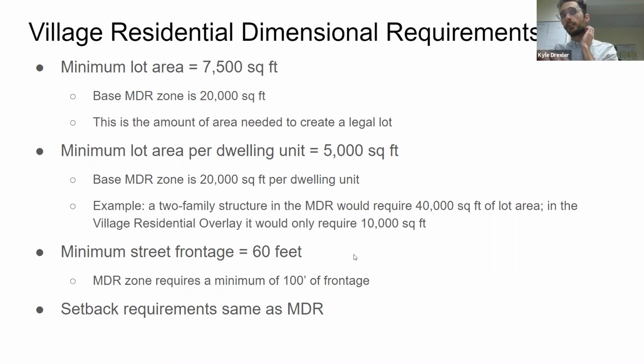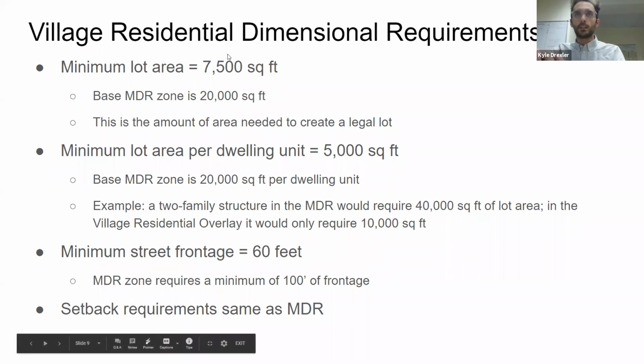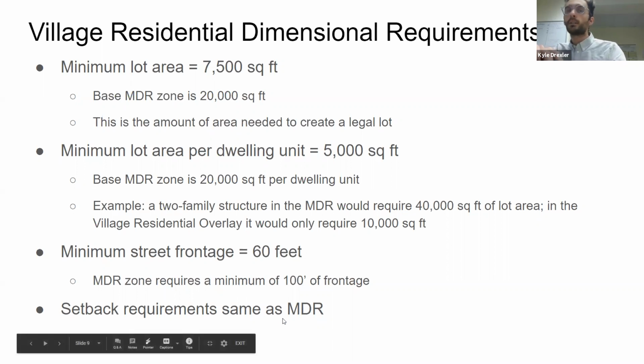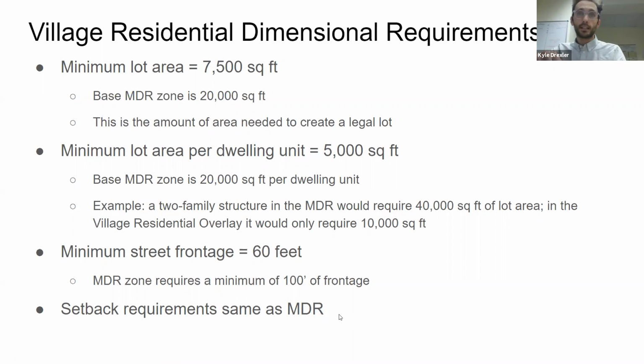Right now, the MDR, the base zone, requires a minimum of 100 feet of frontage for a lot. So that's really what guides the size and the shape of the lots, between the overall lot size and the lot frontage or lot width. For the Village Residential, the proposal would be to have 60 feet of frontage be the requirement. However, the setback requirements would stay the same. So right now in the MDR, you need a 20-foot front setback, 10-foot sides, and a 20-foot rear setback. That is the distance your structure has to be from the lot lines.